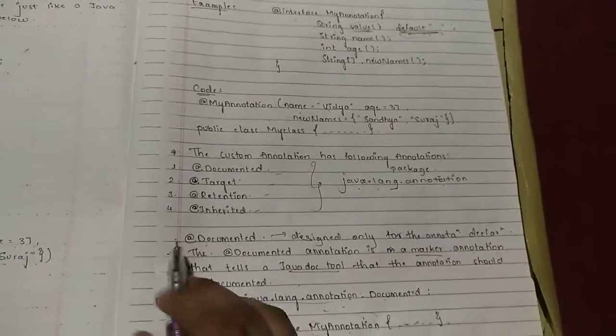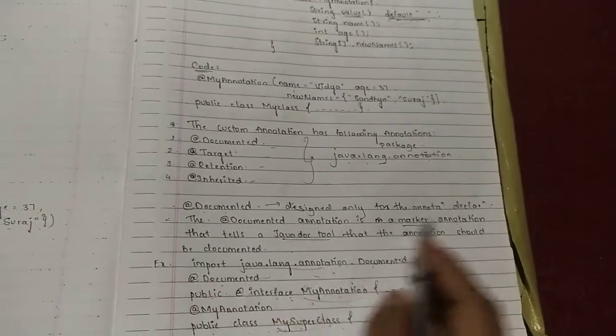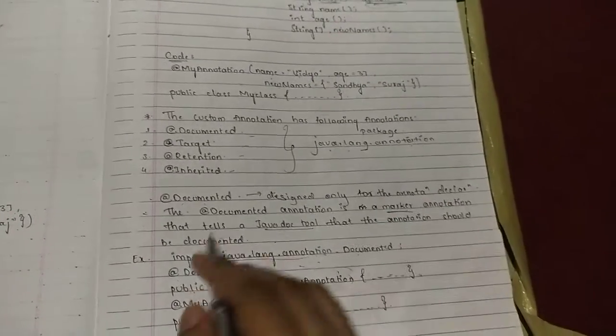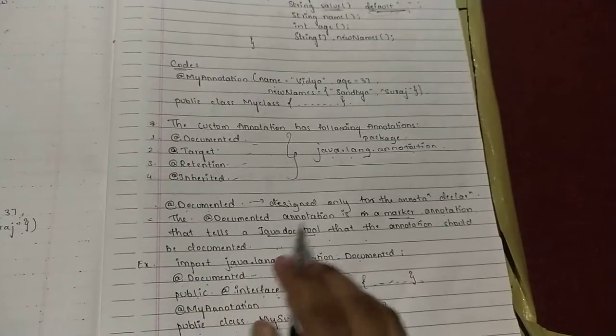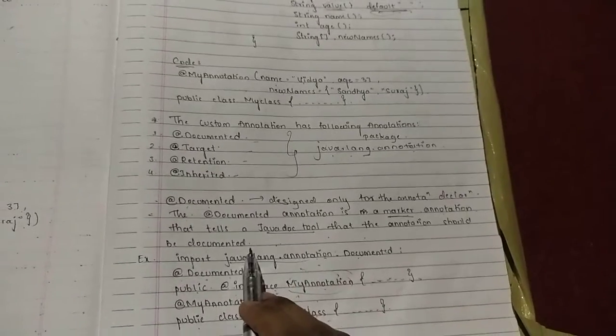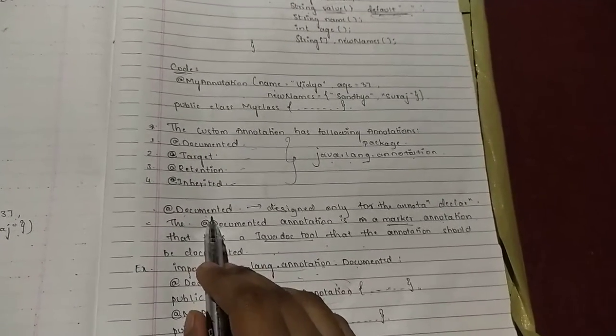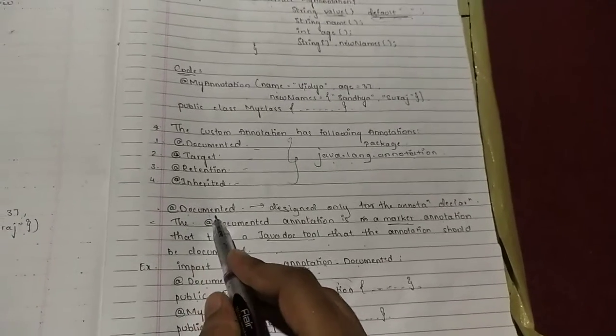First of all, @Documented. The @Documented annotation is the marker annotation that tells the Java document tool that the annotation should be documented. It is destined only for the annotation declaration.